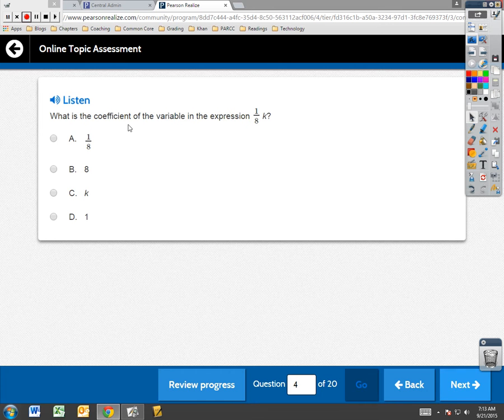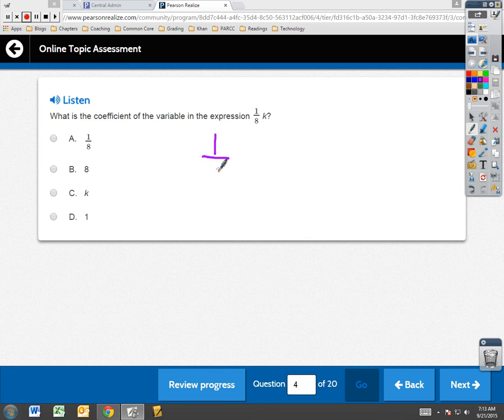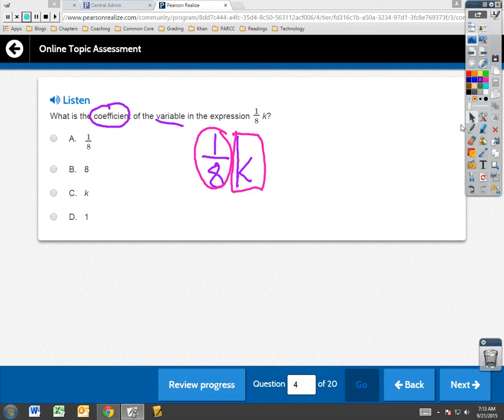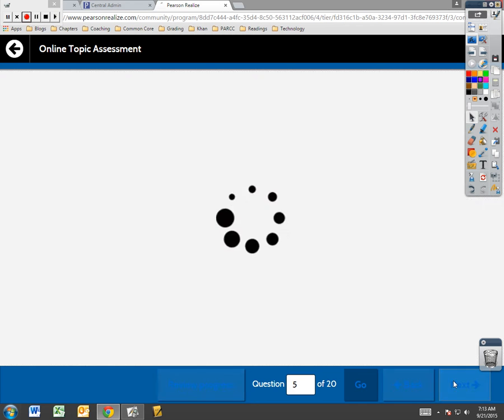What is the coefficient of the variable expression 1/8 k? That's a fancy way of asking, what is 1/8 times k? Because it's a coefficient, it means I'm multiplying something by a variable. Here's the variable k, so k can't be the coefficient. What's being multiplied by k? It's the 1/8. It just says what is the coefficient, not coefficients, so it's not plural. That's just 1/8. Let's clear my screen and go next.